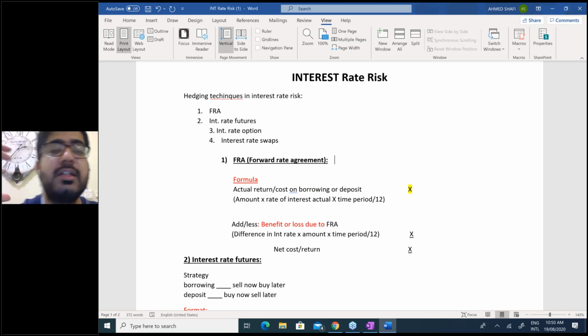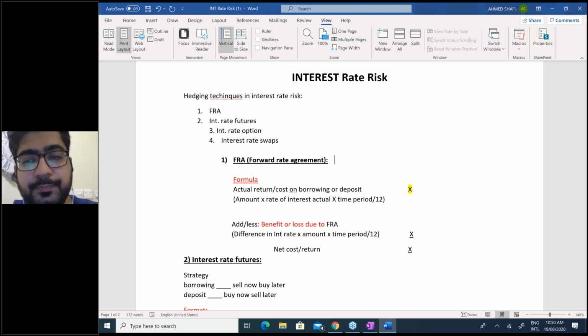But if it's a deposit case, you get return on deposit. And if there is a benefit, it results in increased return, so you need to add it. However, if the case is cost of borrowing, the benefit reduces your cost, so it is deducted.